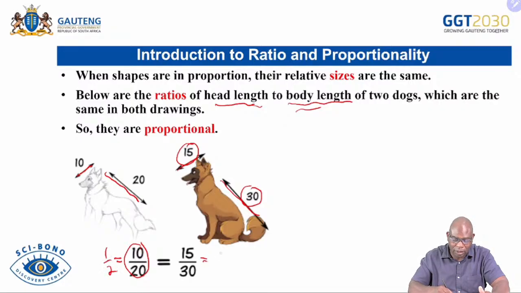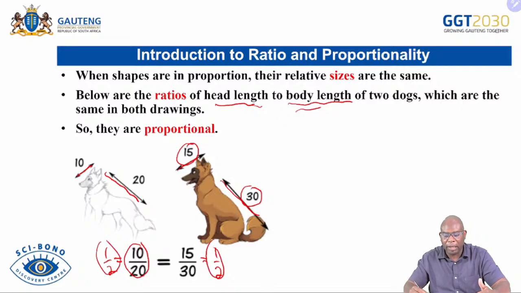15 over 30 will give us 1 over 2. So for the two dogs, the proportion of the head to the body length of one dog is the same as the proportion of the head to the body of the other dog. So they are in the same proportion.